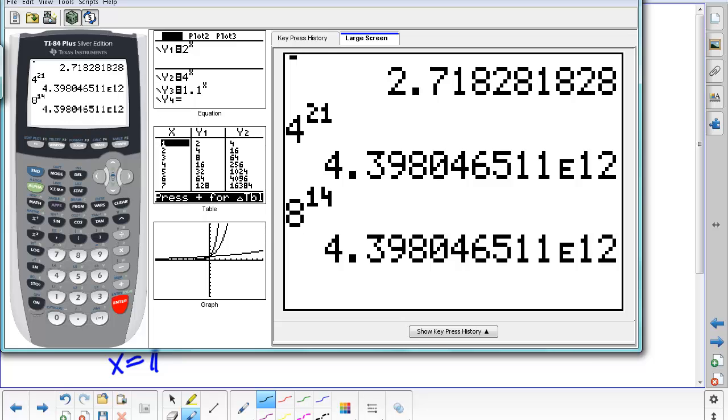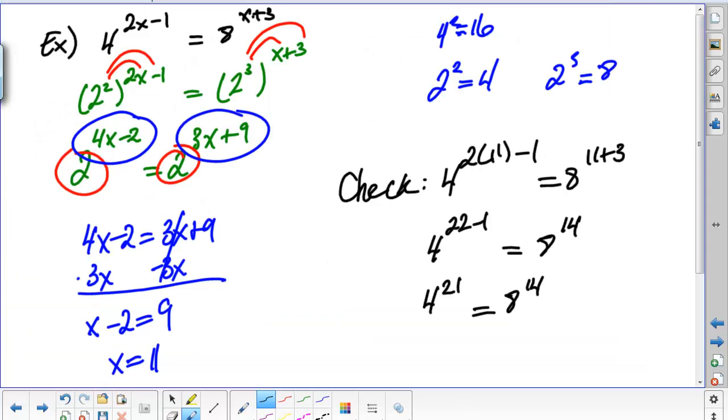Those look to be the same, right? So yeah, those are both equal. Those are good. So it checks out. No problem.